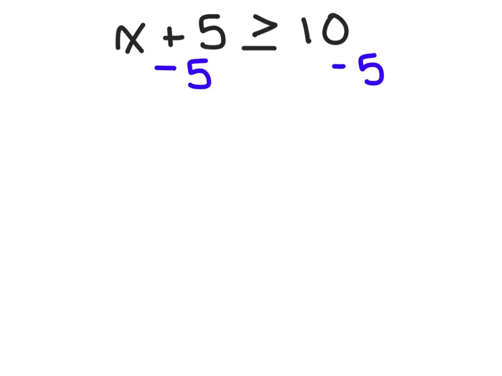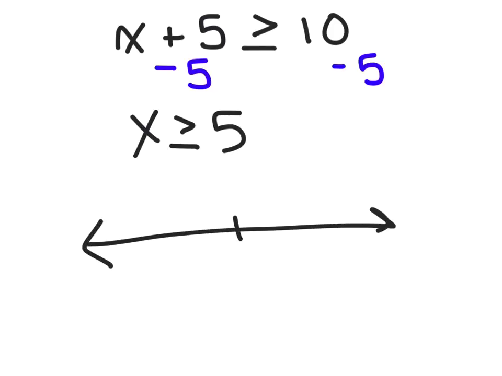So, on the left, we are left with x. And on the right, 10 minus 5 leaves us with 5. And we keep our same sign. Now, when we are graphing this, we'll put a little tick mark for our 5. Now, we have a greater than or equal to sign in between our x and our 5. So this means that 5 is a possible solution. Therefore, we will have a closed circle.